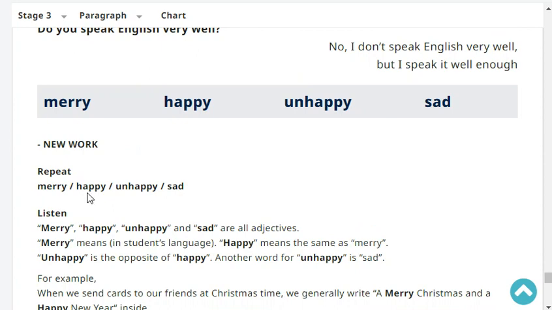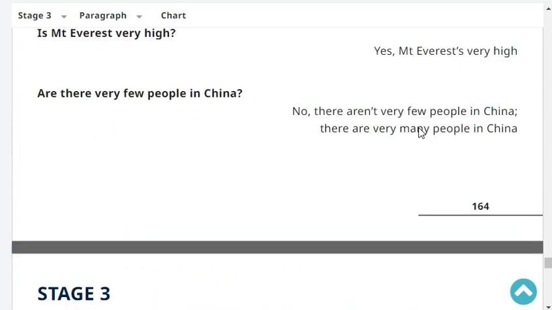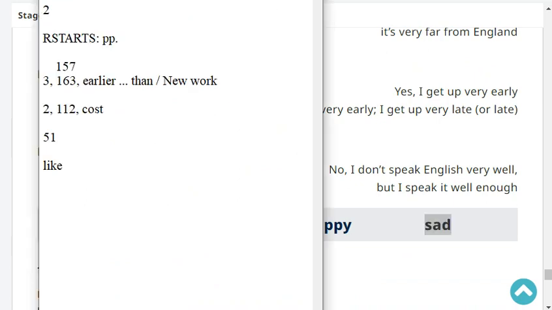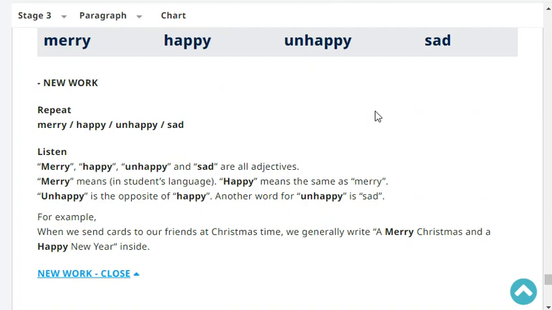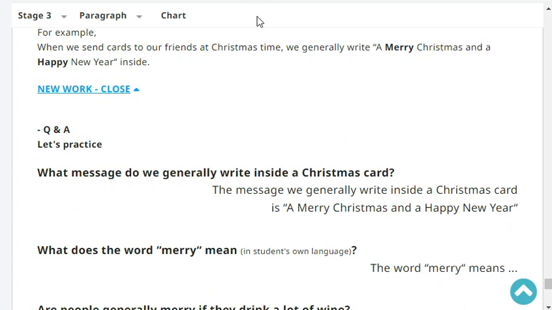Next, repeat. Merry, happy, unhappy, sad. Very good. Okay, listen. Merry, happy, unhappy, and sad are all adjectives. Merry means anoshi in Japanese, right? Happy means the same as merry, or shiawase in Japanese. Unhappy is the opposite of happy. Another word for unhappy is sad. For example, when we send cards to our friends at Christmas time, we generally write Merry Christmas and a Happy New Year inside. Let's practice.